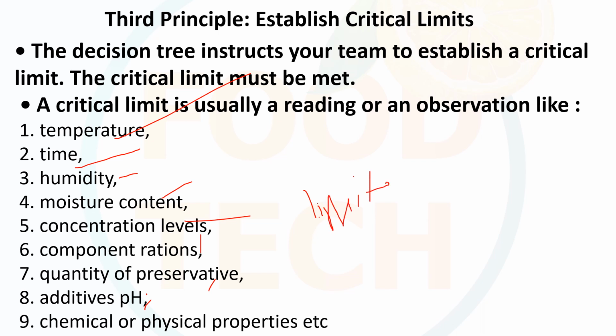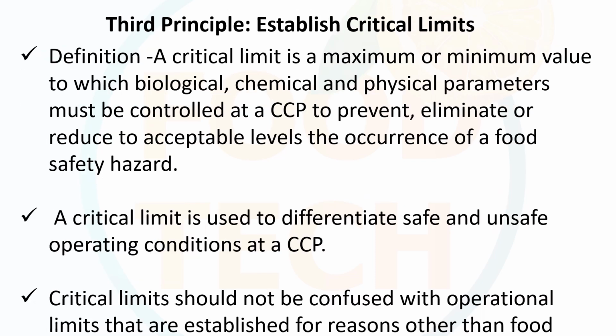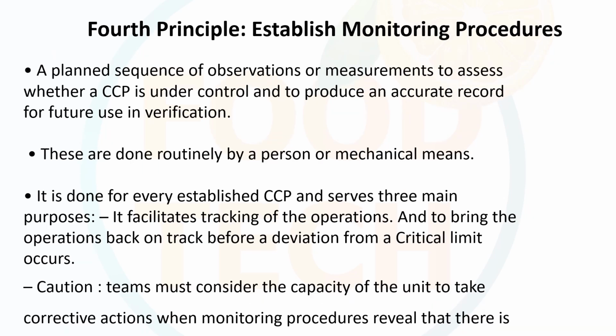These are the limits set, and they go hand in hand with what is called a CCP. A critical limit is the maximum or minimum value to which any hazard must be controlled at a CCP. This is all about the critical limit. You can read it afterwards.